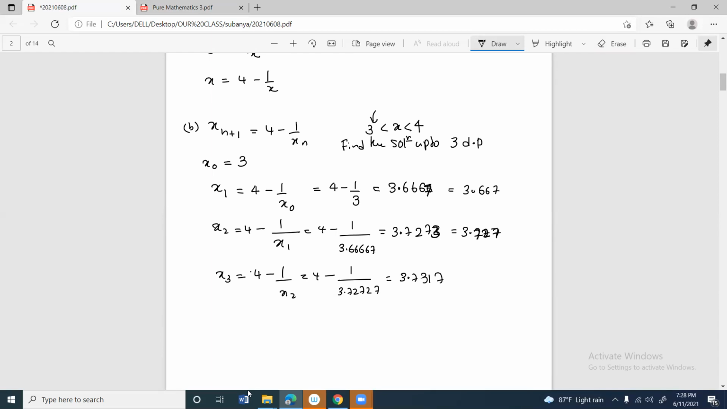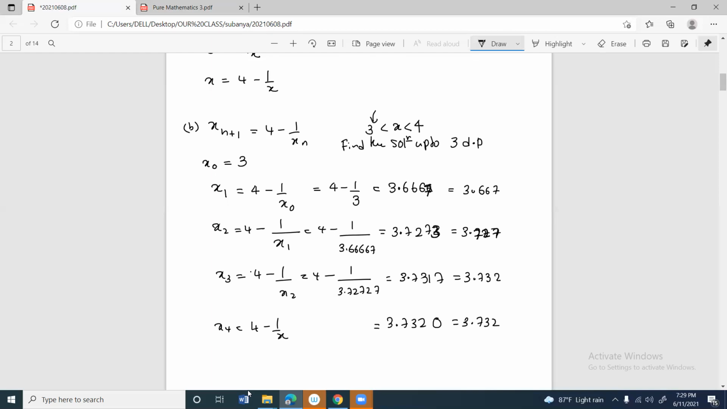Now check whether these answers are similar. Is this answer similar? No, they are not similar. Therefore, go to the next level. If you round it to 3 decimal points, what is that answer? 3.732. Are these answers similar? No. Therefore, you have to go further. Is that clear? Then you can go ahead with x4. x4 is how much? 4 minus 1 over x3. If you just do this, you get that answer, 3.7320.